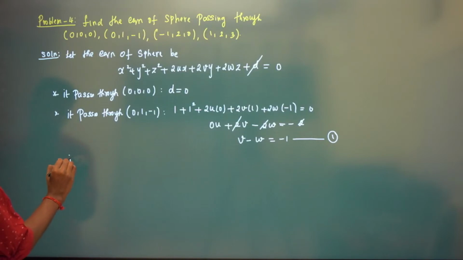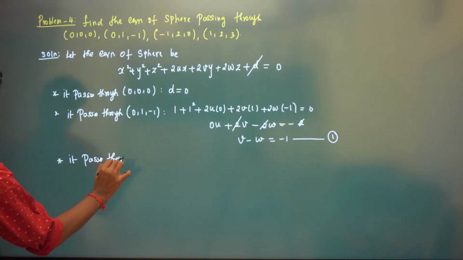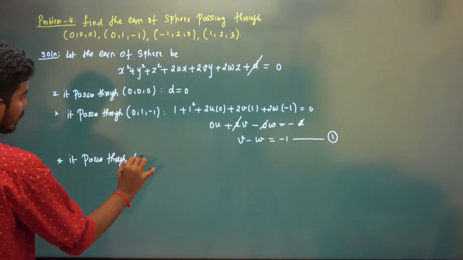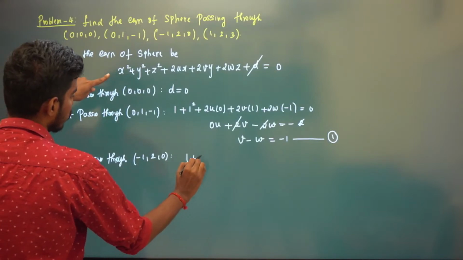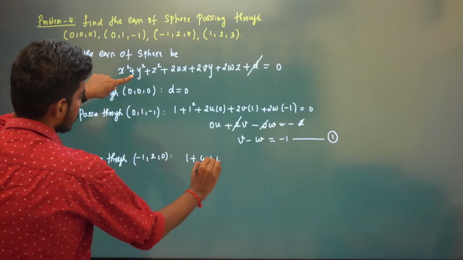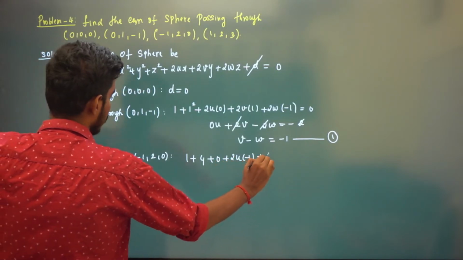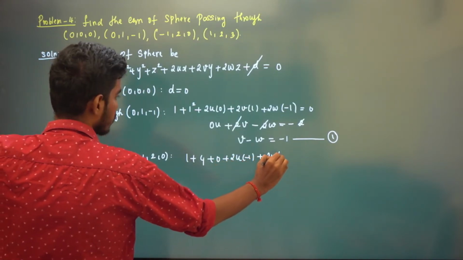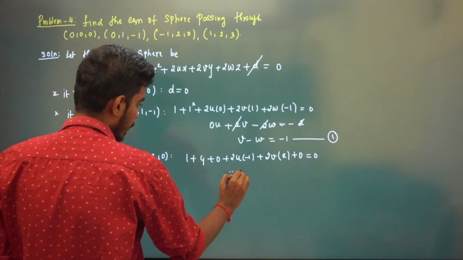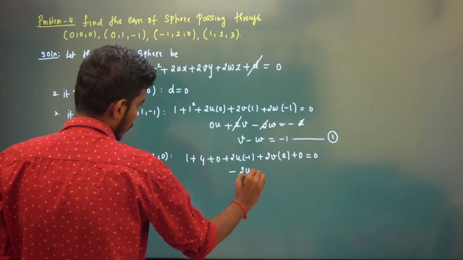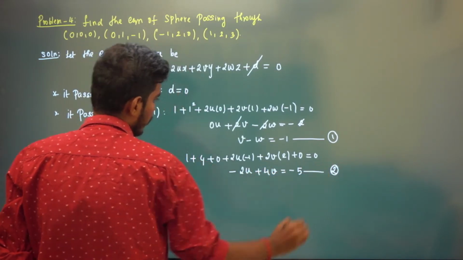Now again it passes through (-1, 2, 0). So 1 plus 4, right? z² is 0. 2u into -1, 2v into y, y is 2, z is 0. So we will have -2u + 4v = -5, right?